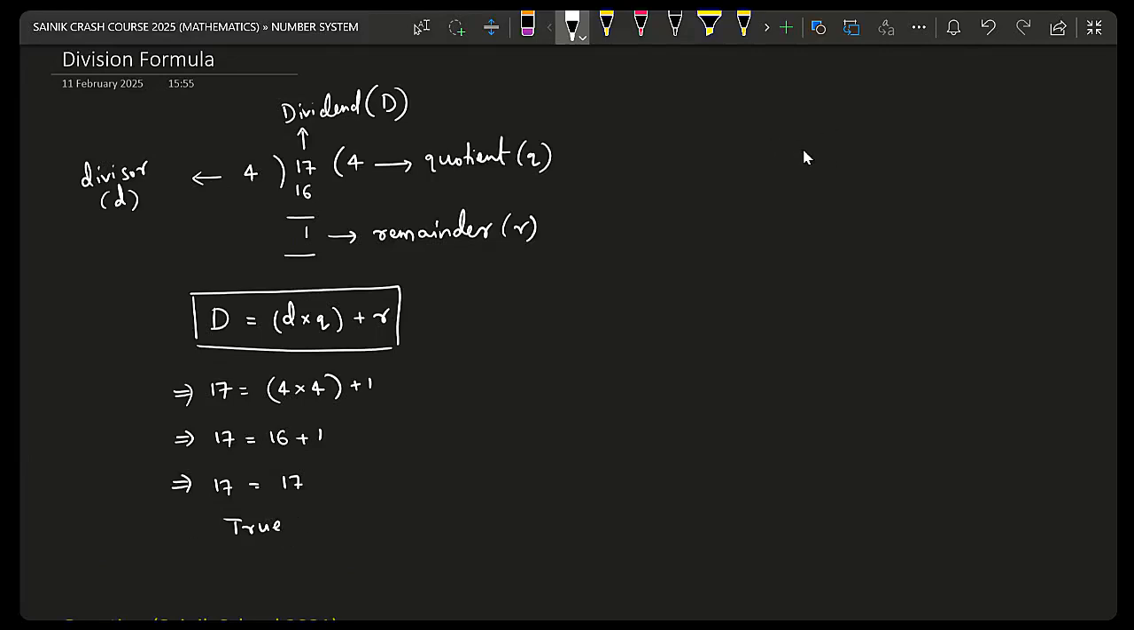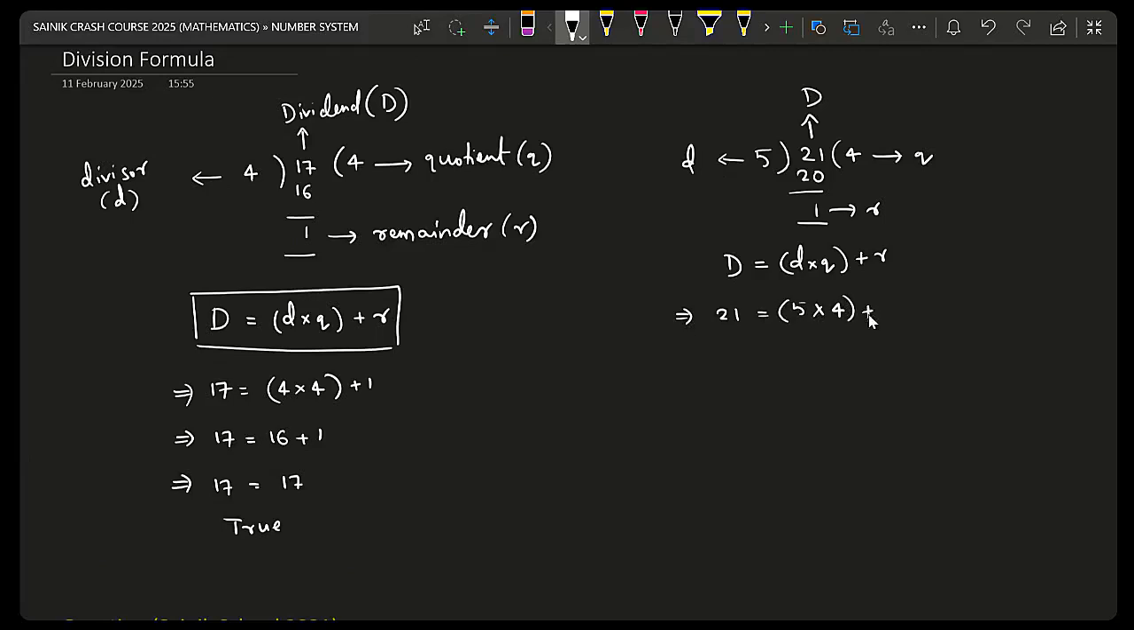Let's take one more example. I am dividing 21 by 4. Let's take 5. 5 fours are 20 and the remainder is 1. So 21 is dividend, 4 is divisor, 5 is quotient and 1 is remainder. Let us check this with the division formula. Dividend is equal to divisor into quotient plus remainder. 21 is equal to 4 fives are 20 plus 1. So we got 21 is equal to 21. That means it is true.